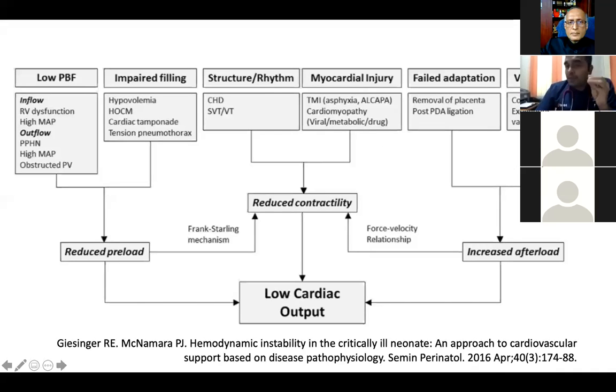And in the periphery, what are the conditions which increase afterload? Vasoconstriction, you typically get in cold septic shock, failed adaptation, that is after the umbilical cord is clamped, again afterload is increased, or post-PDA ligation. So reduced preload, reduced contractility, and increased afterload, all these three ultimately cause reduced cardiac output. And if the cardiac output is low, BP is cardiac output into SVR, so blood pressure will fall and the circulation might be compromised.